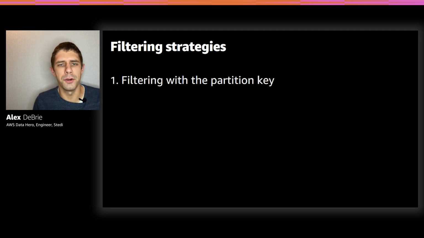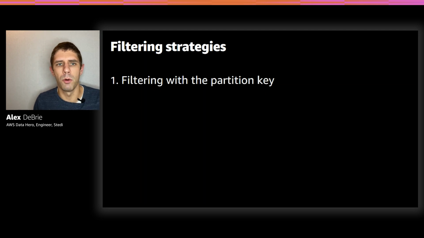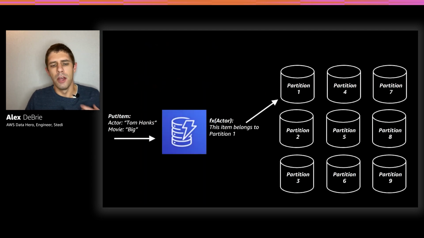First one is going to be filtering with the partition key. We've already seen a little bit about this, but the partition key is very important in DynamoDB. Remember, we talked about this chart in the first session where DynamoDB is splitting your data across all these different storage nodes, called partitions, and each one of them is going to hold maybe 10 gigs of your table data, right?